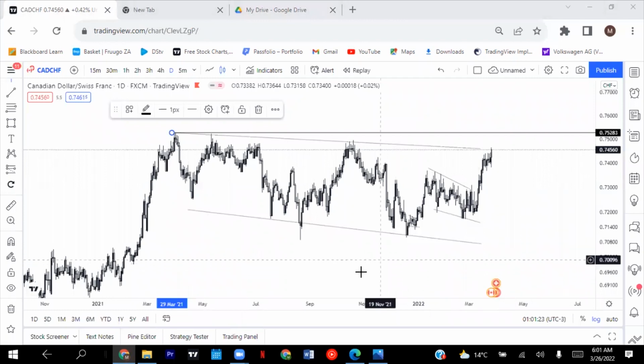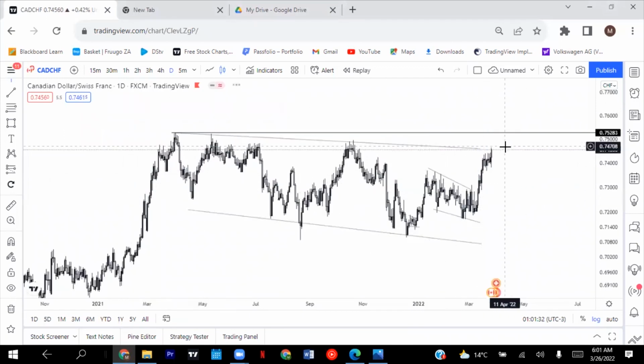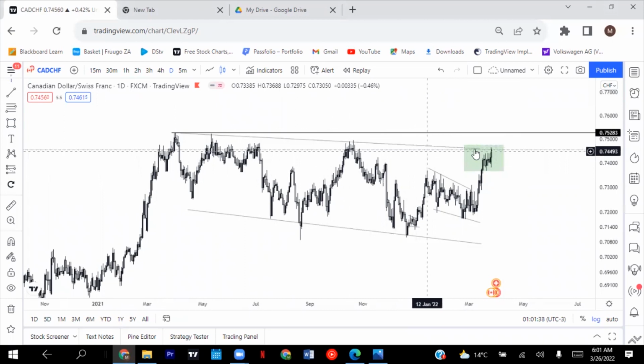Okay, just hold on. I was just confirming that everything is still fine. So I took my trade here, and the anticipation was that it's gonna reach this high, this higher side.